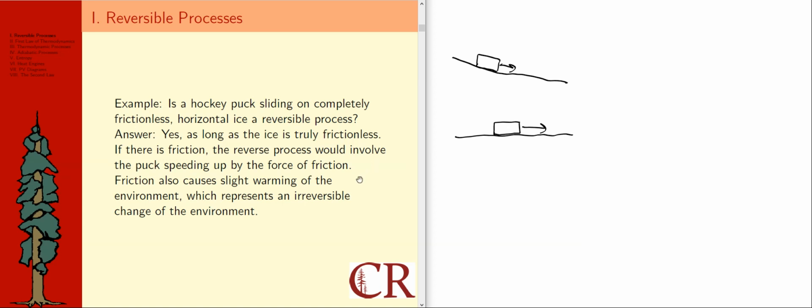Friction also causes slight warming of the environment, which represents an irreversible change in the environment. So I'm really focusing on the idea of friction versus no friction. It was really no friction, like absolutely no friction, that allows us to make the claim of a reversible process. And from the point of view of the definition we were presented about irreversible changes to the environment, the warming that is caused by friction definitely represents such a change.